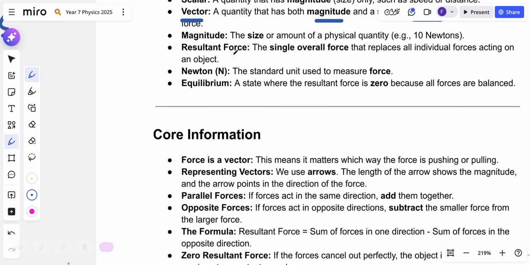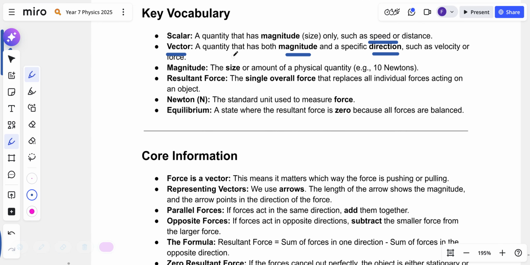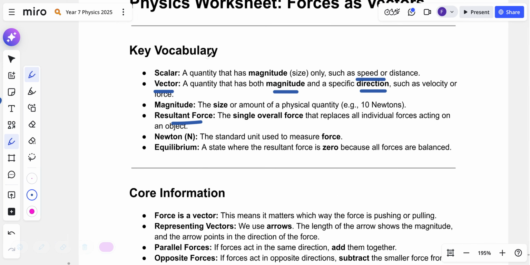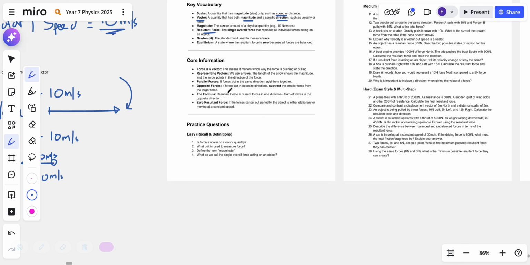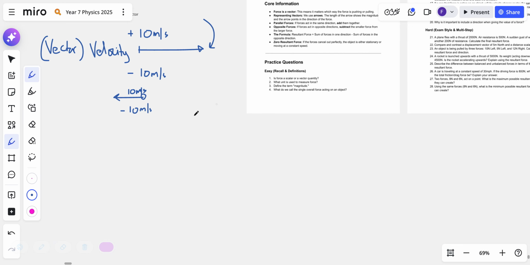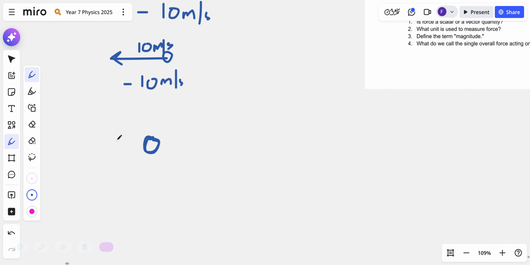Now, what we're going to look at today is a resultant force or forces. Forces as vectors. Now that sounds really, really tough. But we're going to have a look at my bike. I will draw my bicycle as a circle. Now, I got stuck mountain biking on a mountain and I had to push my bike this direction.